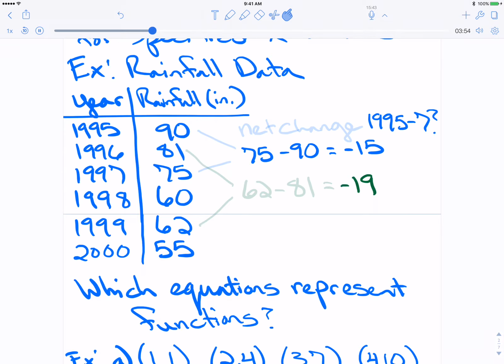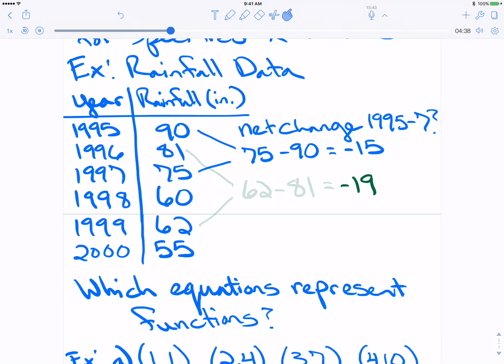For net change, I would be asking a question like, what is the net change between 1995 and 1997? And so in that case, I would have to compare 1995 and 1997. For that, I take 75 inches and I subtract 90 because 75 inches was measured in 1997 and 90 inches was measured in 1995, getting me a net change of negative 15 inches of rainfall between the years of 1995 and 1997.